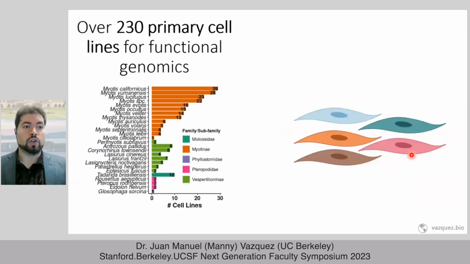In addition to all our genomics work, over the past 450 hours and 2 years of field work, I've amassed a collection of over 230 primary cell lines and 33 species of bats. So with this resource, we can actually do rigorously controlled population scale functional genomics in a non-model species that is on par with many of the works that you may have seen in human genetics with quantitative trait loci and the like.